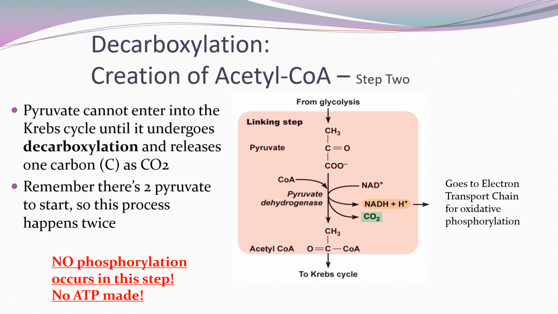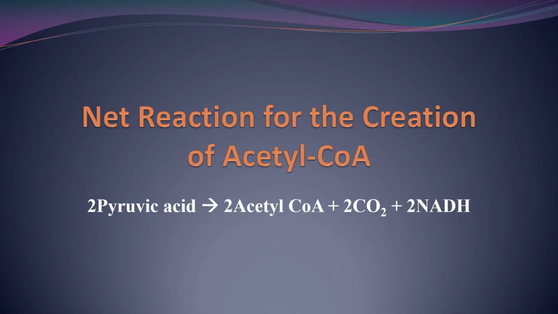Step 2, we start with the pyruvic acid molecules, and the end product is going to be a little bit of waste. We're also going to produce a few electron carriers, as well as there is no ATP produced, and we are producing acetyl-CoA. So no phosphorylation because no energy has been made at all, at least in this step. Now, again, this slide is going to be a lifesaver.